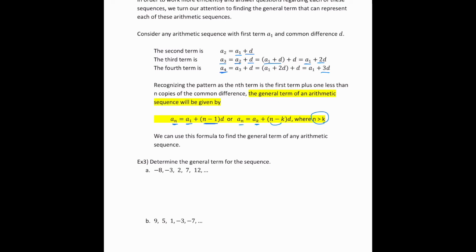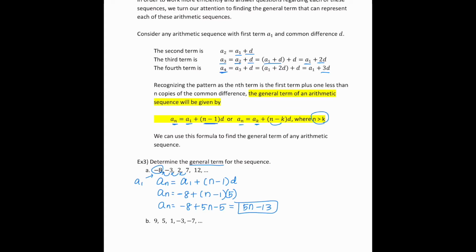So determine the general term of the sequence, but this one, a sub 1 is given. So I'm using a sub 1 plus n minus 1 times d. So a sub n is, whatever first number is always a sub 1, so negative 8. And then n we don't know. And then d is subtracted. So negative 3 minus negative 8 is 5, 2 minus negative 3 is 5, 7 minus 2 is 5. So if you simplify, you get negative 8 plus 5n minus 5. You can say 5n minus 13.